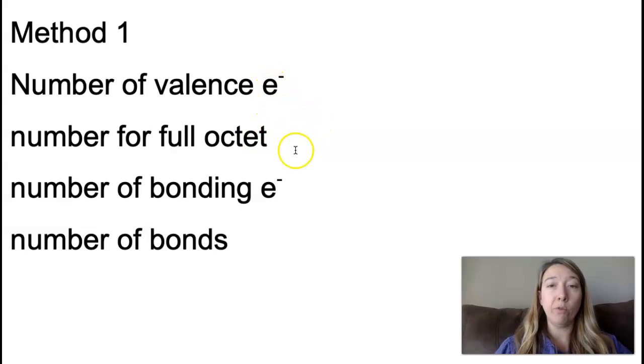So if this is 24, and this was, let's say, 20, I'm going to do 24 minus 20, and it's going to give me 4. So that's telling me that 4 electrons have to be shared for me to be able to fill the valence shells. Okay, then the last step is determining the number of bonds.